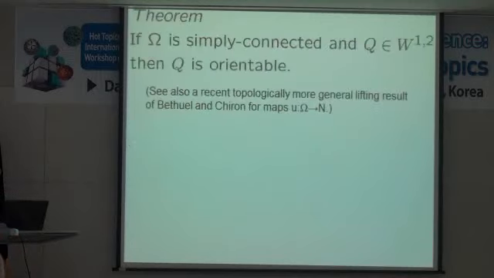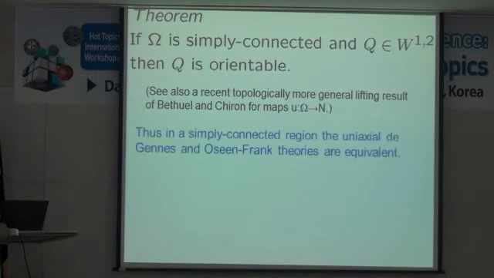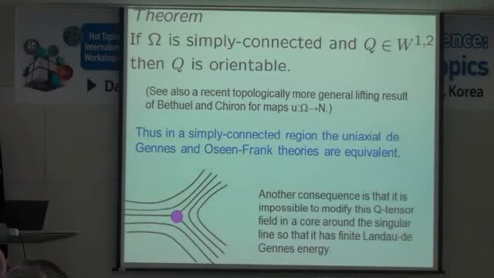Okay. So here's a theorem: if omega is simply connected and Q is in W^{1,2}, so that's finite energy, then Q is orientable. There's another result, referenced there, which is in some sense more general, but in some sense less general. Anyway, I mention it. So what this means for us is that in a simply connected region, the uniaxial de Gennes theory and the Oseen-Frank theories are equivalent. You can always orient the line field.